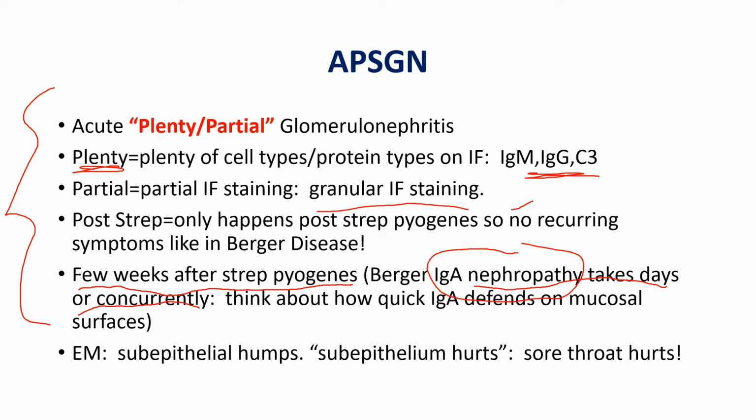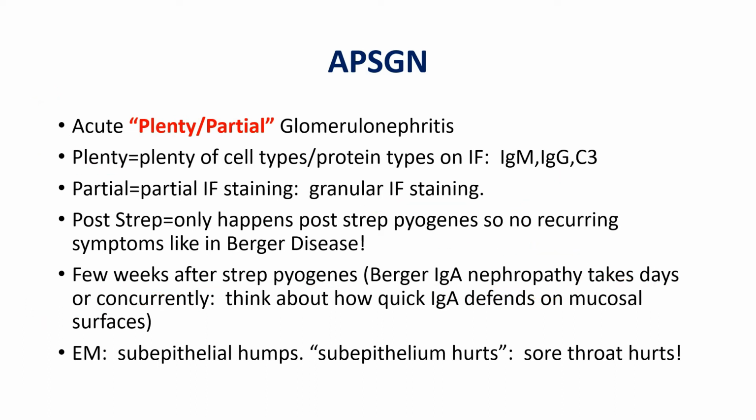Most medical students remember it's a granular IF staining. The hard part is the electron microscopy changes, the light microscopy changes for all the different diseases. This particular disease shows up as something called subepithelial humps. You will see that is a buzzword. And you may think it's extremely hard to remember that, but this is what I think. In patients with strep throat, basically just say it like this: subepithelial humps, think subepithelium hurts.